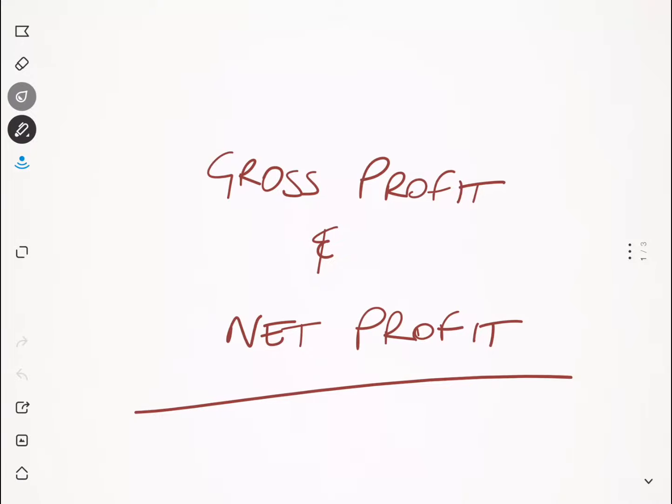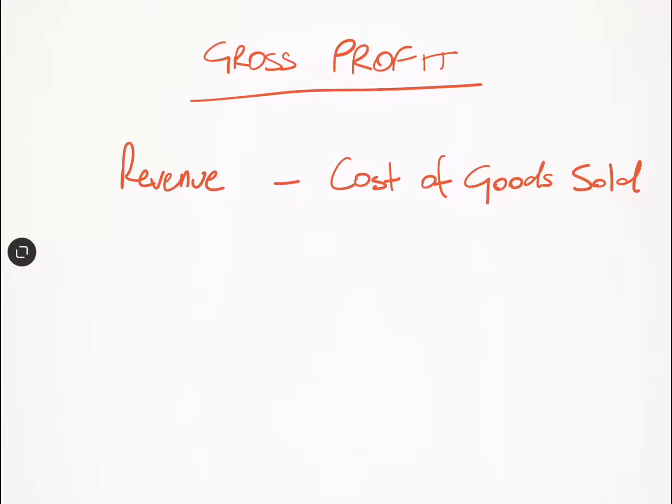In this video, I'm going to be looking at gross profit and net profit. But what is gross profit? Well, put simply, it's revenue minus the cost of goods sold. Now, how can we determine revenue? Well, it's basically just the price of the product that is sold times by the quantity that's sold. So if one item is sold at $10, then they've made $10. If two items are sold at $10, they've made $20.